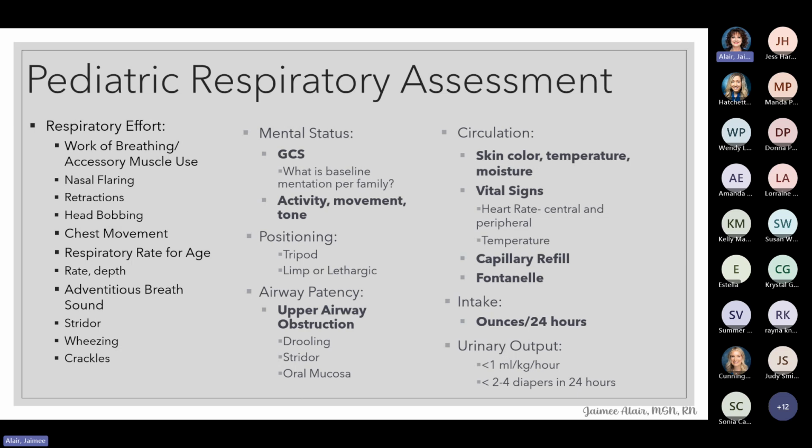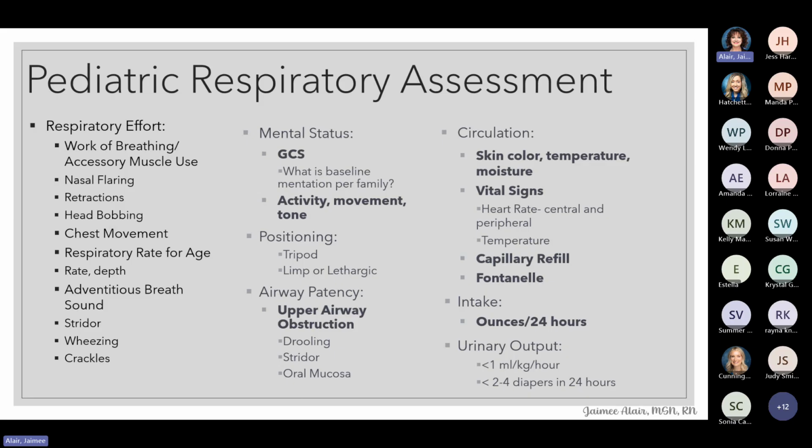Looking for upper airway obstruction, listen for sounds. With kids, it's a lot easier to hear those adventitious breath sounds like stridor when they walk through the door than it may be in an adult. Kids also compensate really well until they don't compensate anymore. And so it's important to put all these things together.